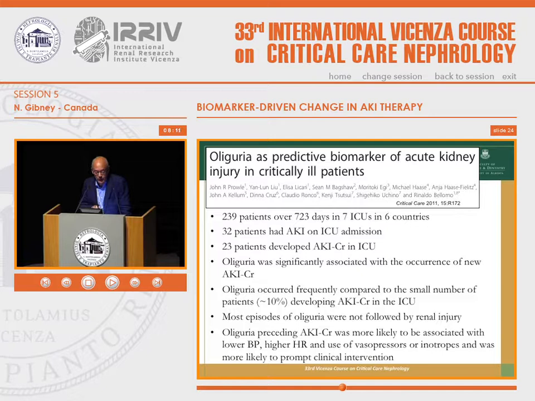We can see in the study by John Prowell, they looked at about 250 patients in 6 countries and 7 ICUs. 32 of these patients had acute kidney injury on admission. And of those, then 23 patients developed creatinine-based AKI in the ICU. And the challenge is that many patients develop oliguria who do not go on to develop AKI. And one hopes that that is because indeed the oliguria was recognized, treated, and there wasn't in fact ongoing kidney injury.